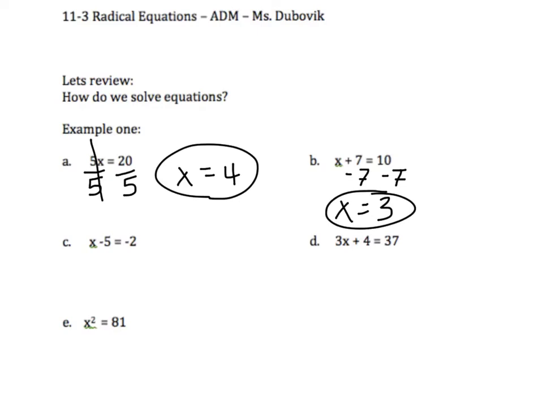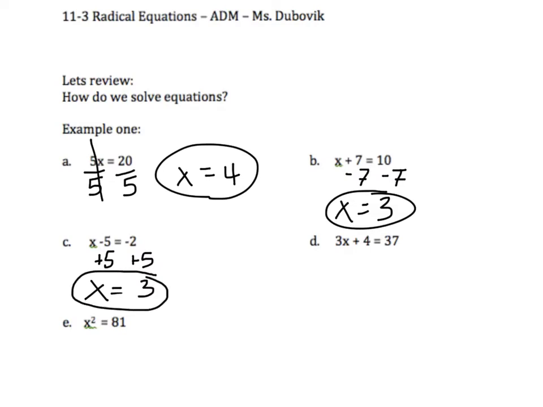C, a little different. We've got it equals a negative number instead of a positive number. We're still subtracting 5 from it, so we need to add 5 to each side of our equation. And then negative 2 plus 5 is positive 3.